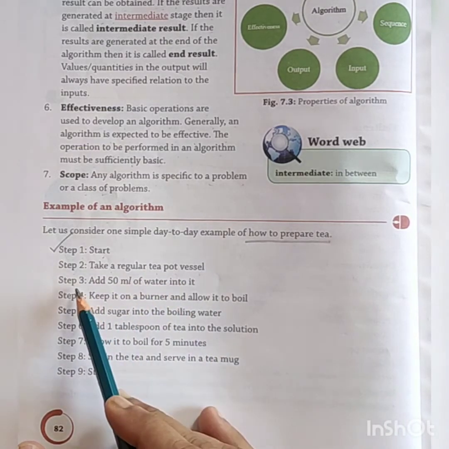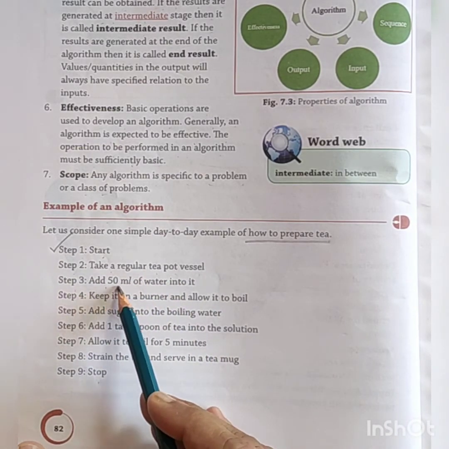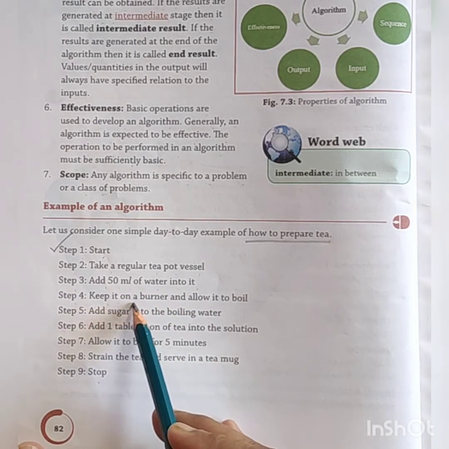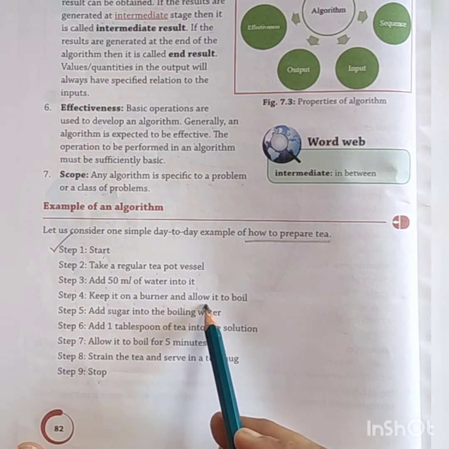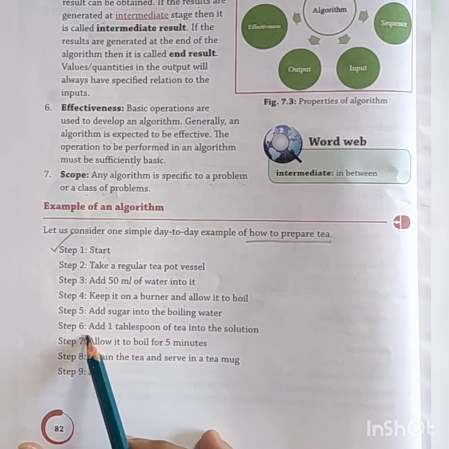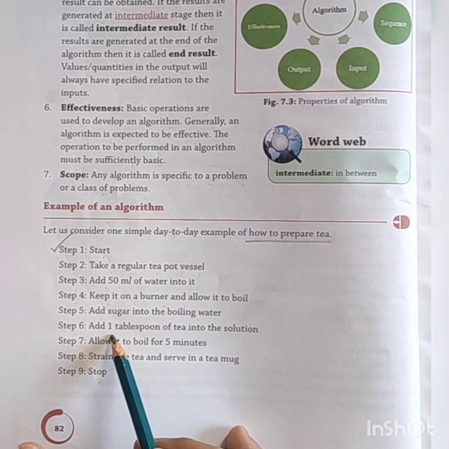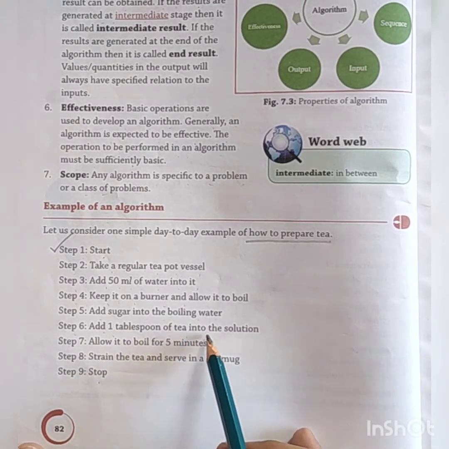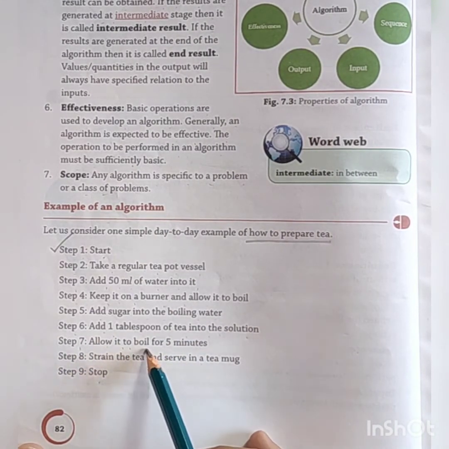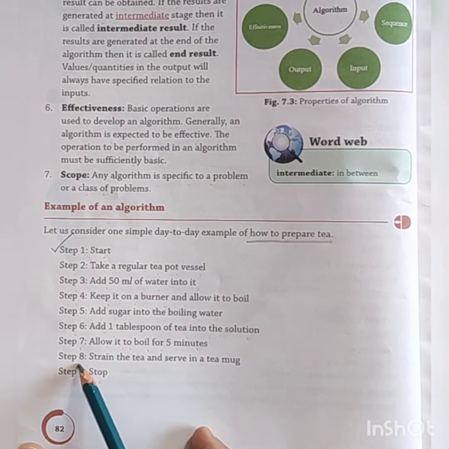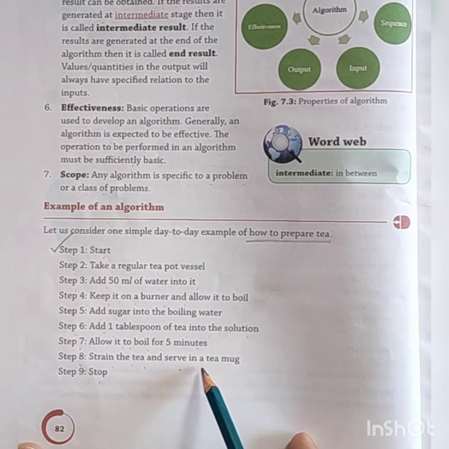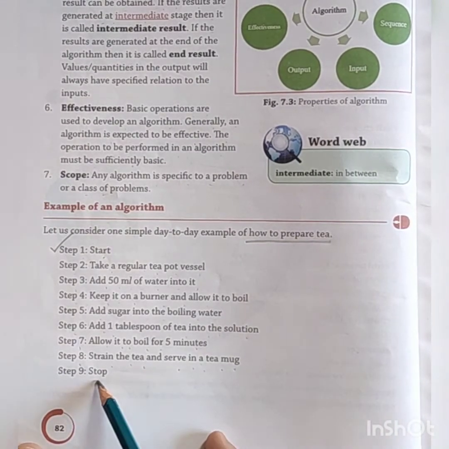Step 3, add 50 ml of water into it. Step 4, keep it on a burner and allow it to boil. Step 5, add sugar into the boiling water. Step 6, add 1 tablespoon of tea into the solution. Step 7, allow it to boil for 5 minutes. Step 8, strain the tea and serve in a tea mug. And last one, stop.